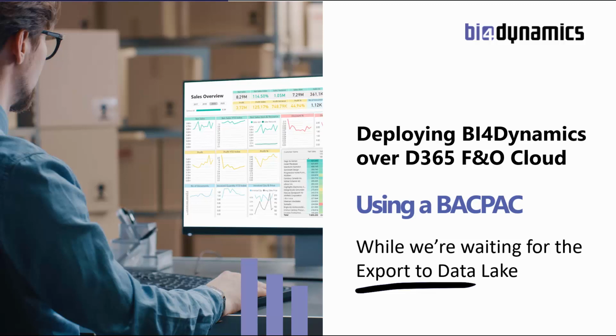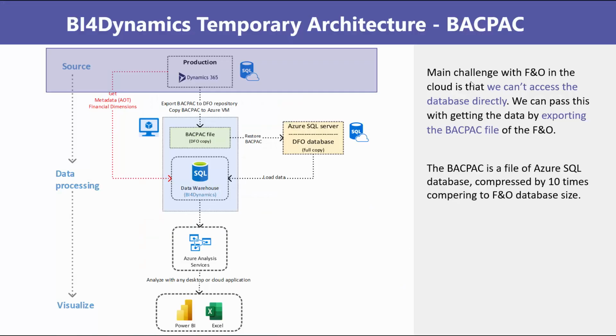This video is showing a process of deploying BI4Dynamics with Data Warehouse and Analytical Database for Microsoft Dynamics 365 Finance and Operations while waiting for an export to data lake functionality. The main challenge with F&O in the cloud is that we can't access the database directly. We can get around this by getting the data by exporting the backpack file of the F&O. The backpack is a file of Azure SQL database compressed by 10 times, compared to the F&O database size.